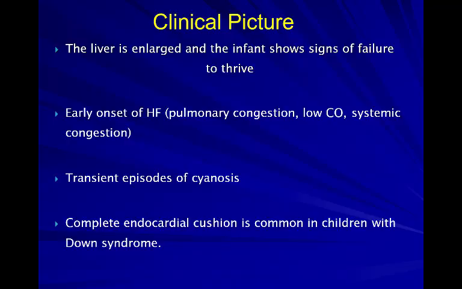Clinical picture is in the form of manifestations of heart failure. The liver is enlarged and the infant shows signs of heart failure and failure to thrive. Early onset of heart failure in the form of pulmonary congestion, low cardiac output symptoms, systemic congestive manifestations, and transient episodes of cyanosis. Complete endocardial cushion defect is common in children with Down syndrome.